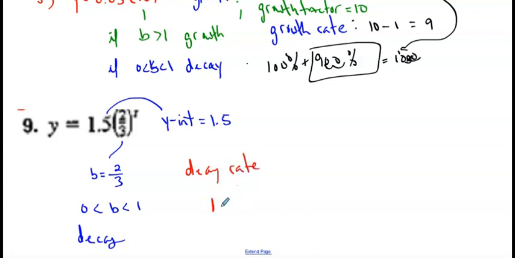So I start at 1. I am now at 2/3. If I do 1 minus 2/3, I get 1/3. So I decreased by 1/3, or 33.3% repeating. I had 100%, and I'm at 2/3 now. I got to 2/3 by deducting 1/3 from my 100. So my decay rate is 1/3, or 33 1/3% if you write it as a percent.